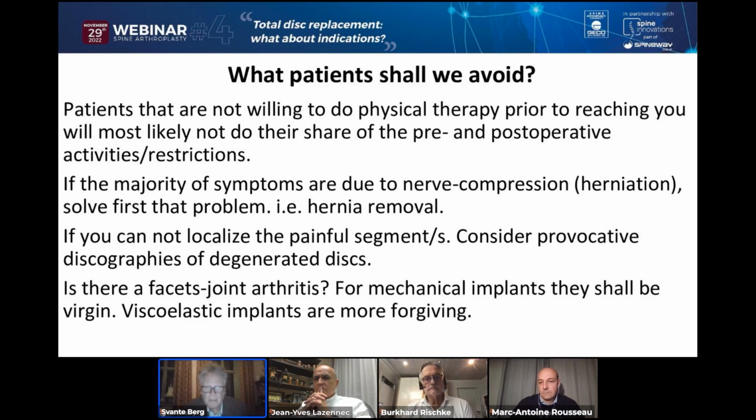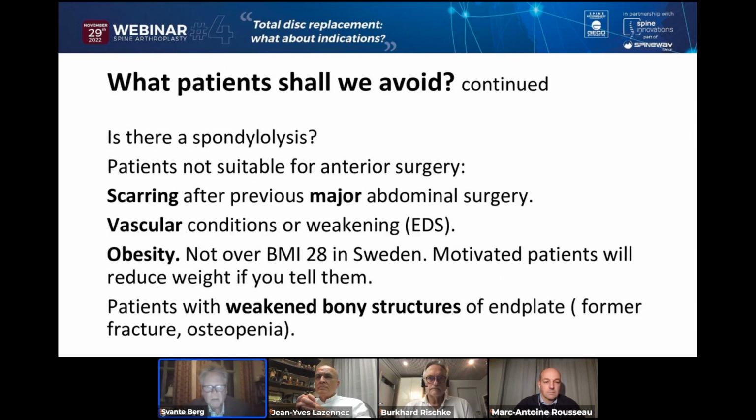And if there is a facet joint arthritis, for mechanical implants, my experience is that the joints should be virgin, otherwise they will develop an issue. With viscoelastic implants, they are more forgiving since there's a counterforce against hypolordosis that helps protect the facet joints. If there is a spondylolysis, we shall not use total disc replacement. I haven't tried it with a viscoelastic because for me it's a contraindication, but I think it's adventurous to do it. Then we have patients that are not suitable for anterior surgery.